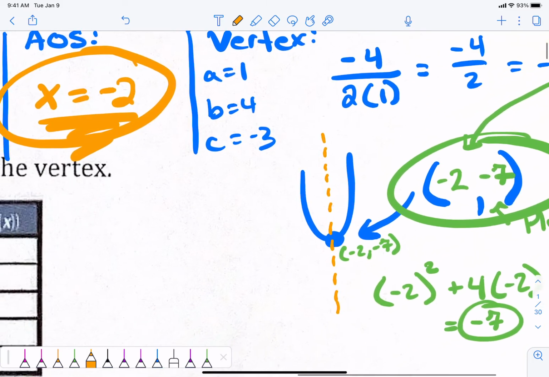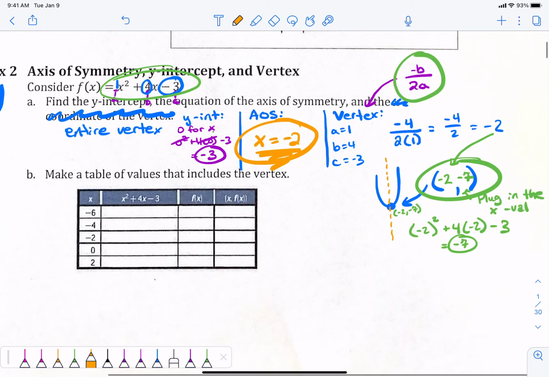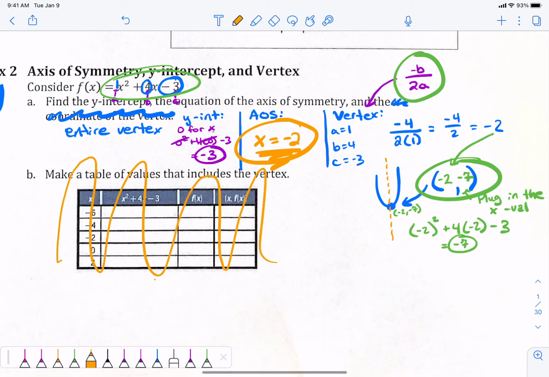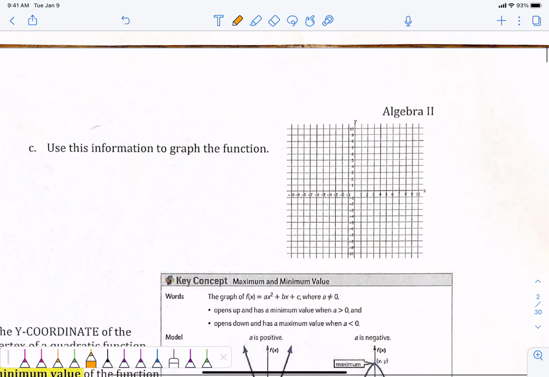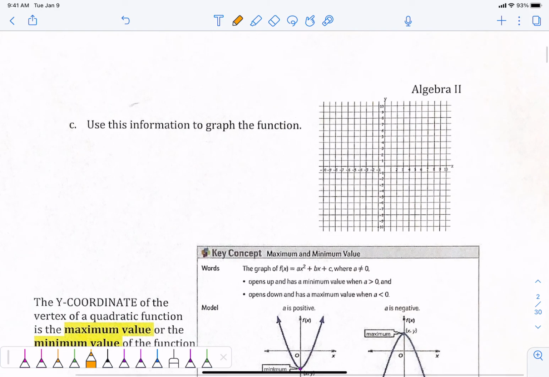Okay, now, part B says, make a table of values that includes the vertex. We're going to skip part B, and on the homework assignment, you're going to skip part B also, because we have found shortcuts, and we no longer have to plot a bunch of points. So we're going to go straight to part C, which is on the back side, unfortunately. But you guys stay on the front side and help me write this stuff down.